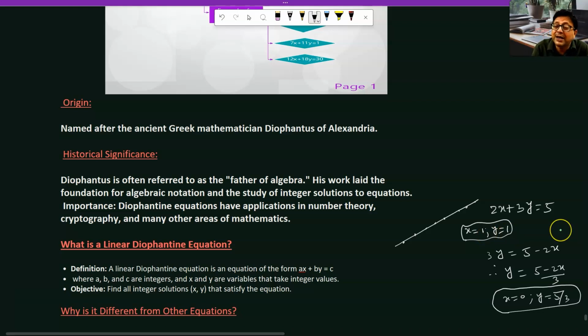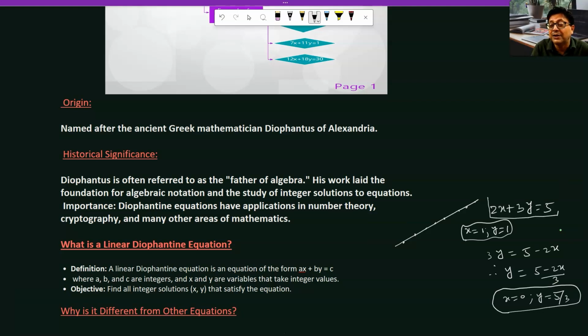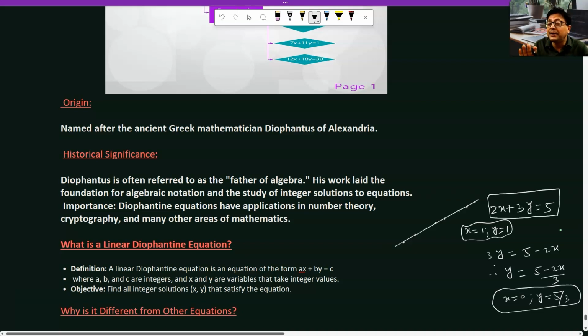And you see there are an infinite number of points on a straight line. So if you say that there is only one solution, then it will be wrong. If I have not given you any restriction, then one solution is fine. Otherwise, infinitely many integral solutions are also possible.